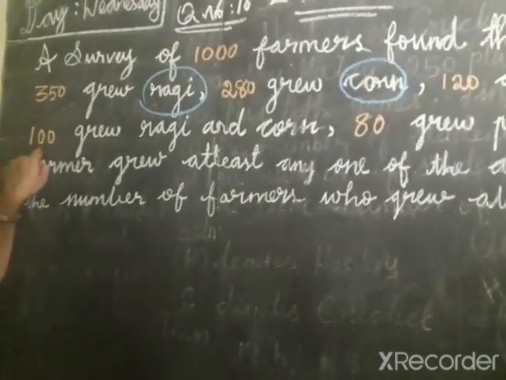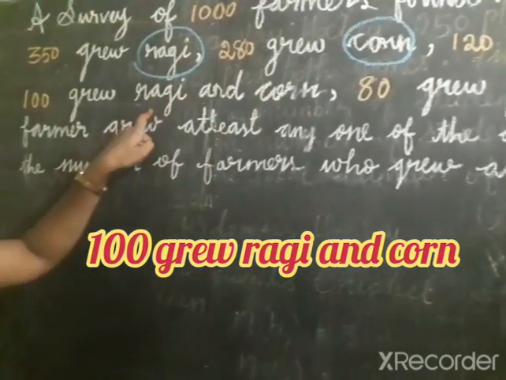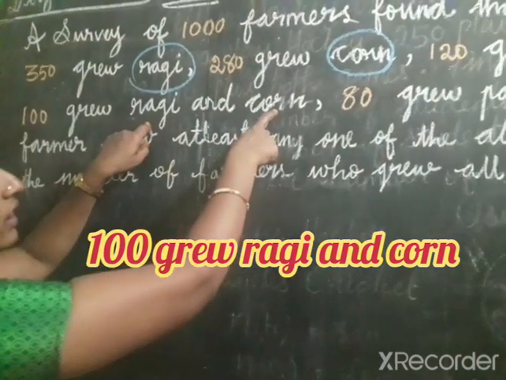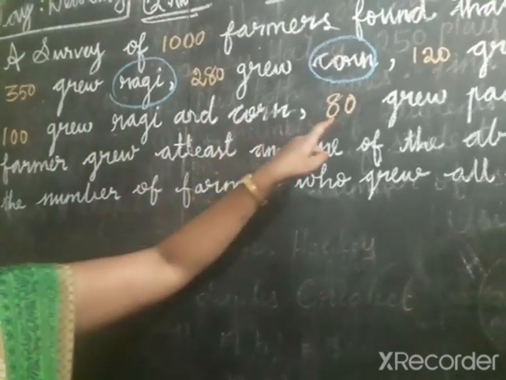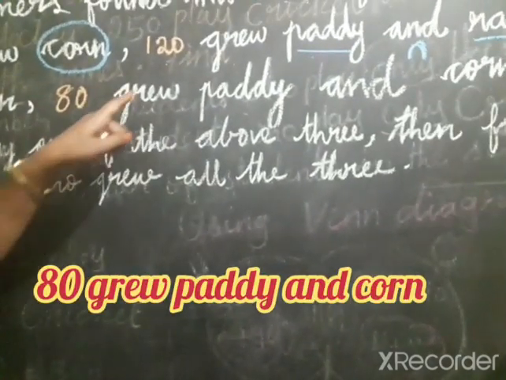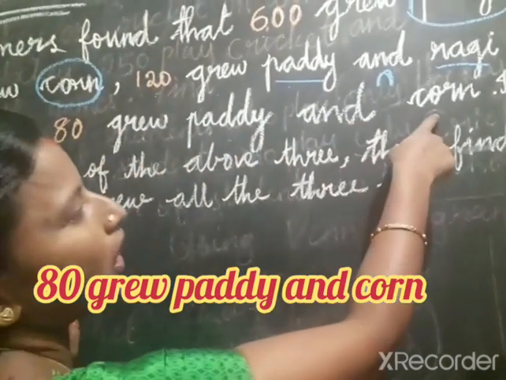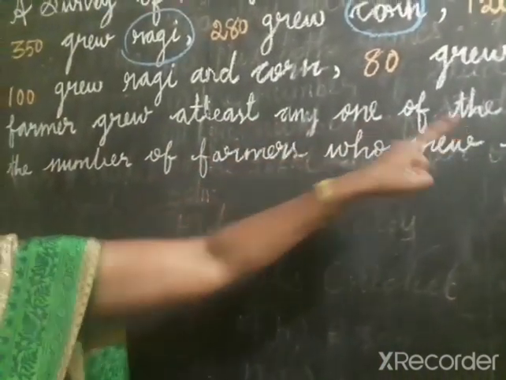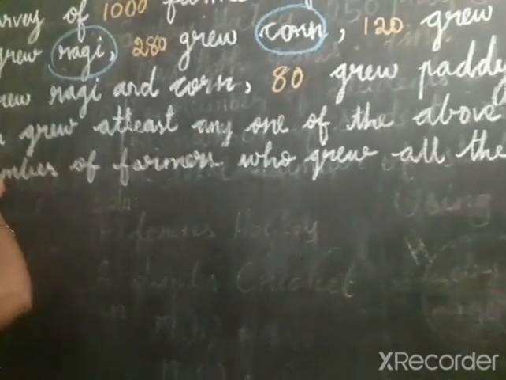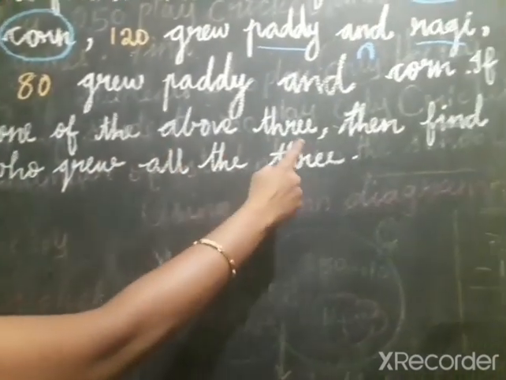Okay, and next, 100 farmers grew ragi and corn. Ragi and corn, that is common to both, so we use the intersection symbol here also. And 80 farmers grew paddy and corn. Next, if a farmer grew at least one of the above three plants.